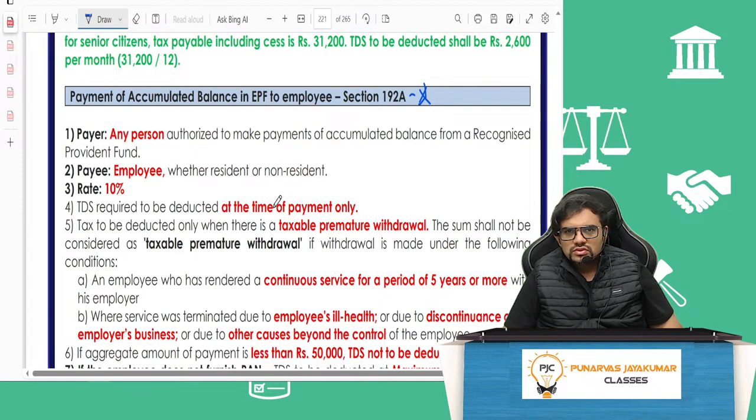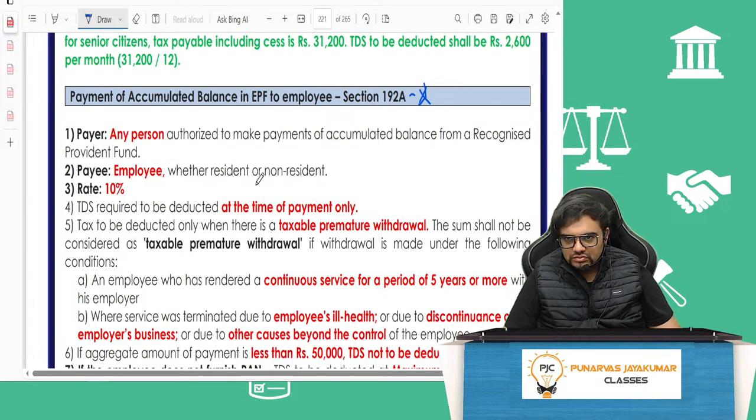I told you that all the money that you are getting as lump sum will be exempt if four conditions are satisfied. What are the four conditions? You have done continuous service of 5 years, or you exited before 5 years only because of your ill health or the closure of business, or other causes beyond the control of the employee.